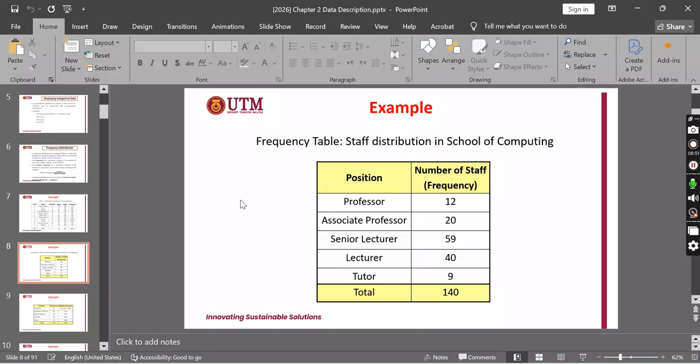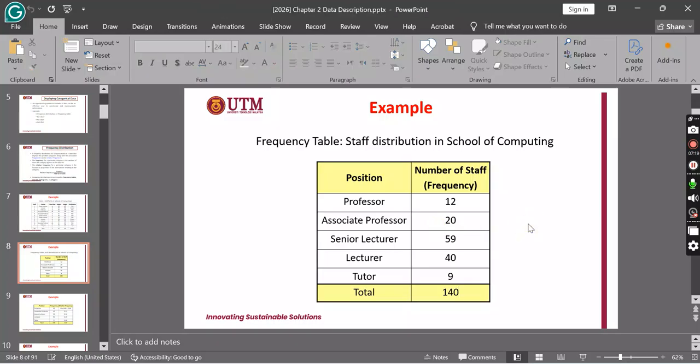So the sum of these numbers from 12 to 9, 12 plus 20 plus 59 plus 40 plus 9, must be equal to the whole number that we have, which is 140. Okay, if it isn't, that means you made a mistake. You have to fix it. This is the frequency table. So what is relative frequency?